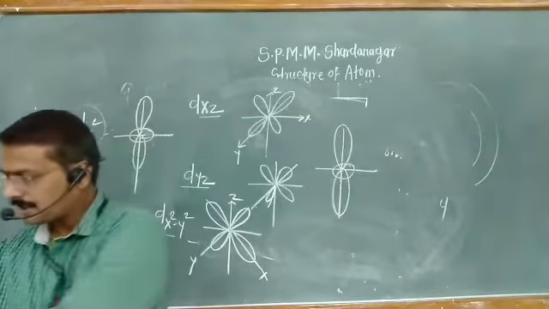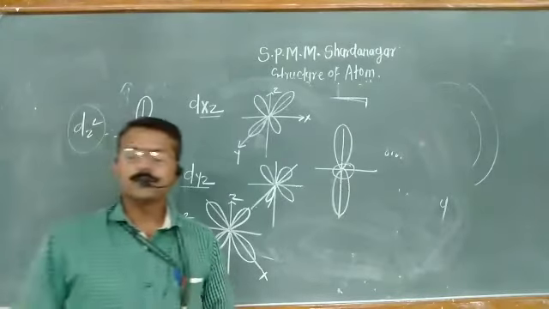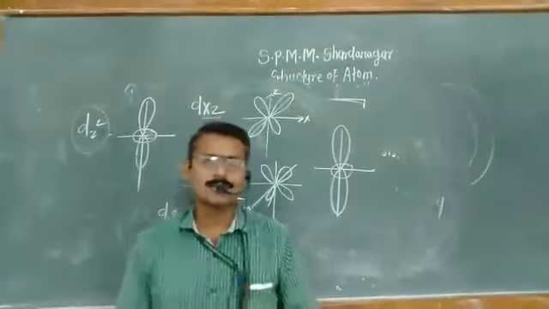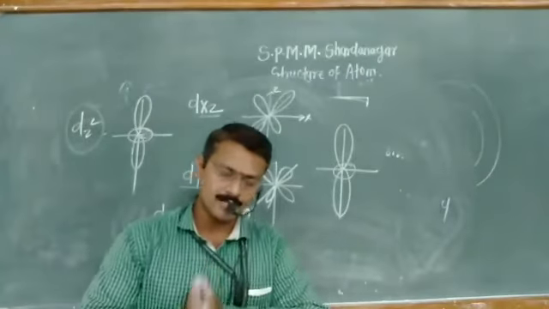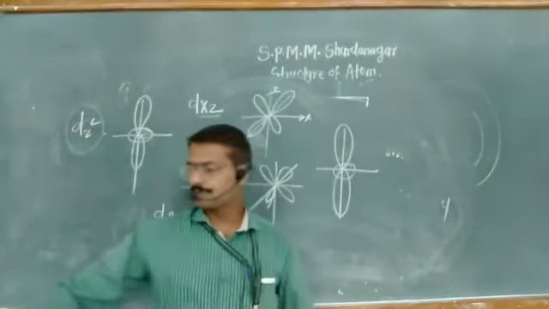What were they called? 5 degenerate orbitals. What we call 5 degenerate orbitals. So these are the shapes of the orbitals.